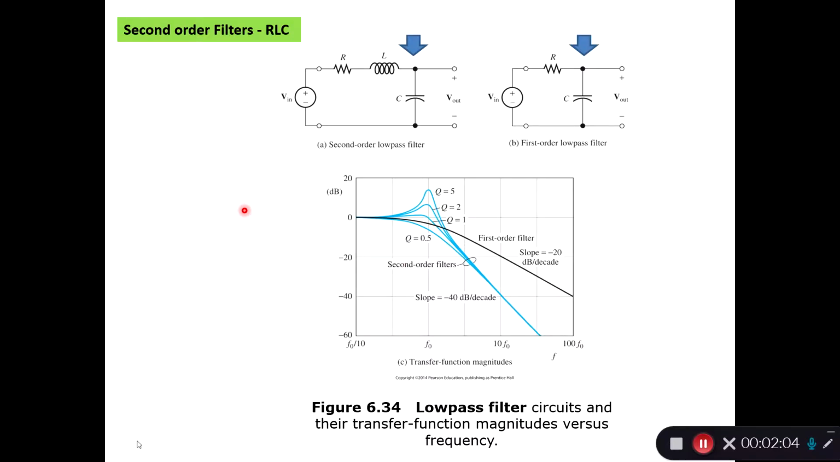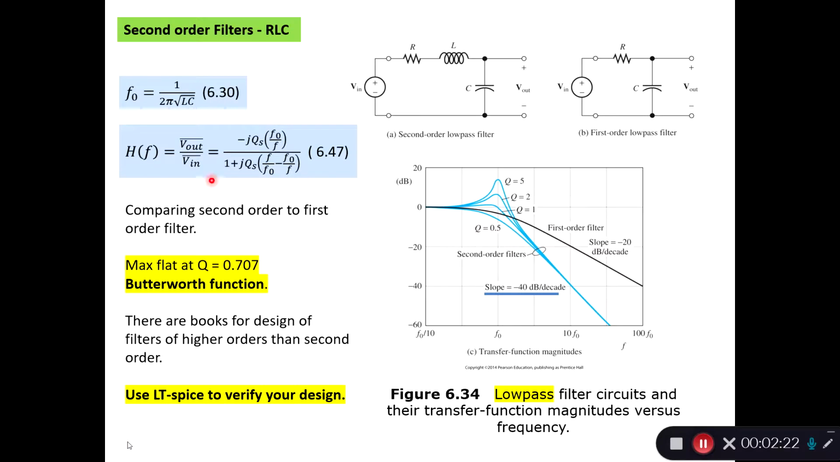So this is the benefit of using a higher order low pass filter compared to a first order low pass filter. We get more attenuation, but of course at the cost of an extra component. The equations we use for the low pass filter of second order are of course the resonance frequency and the transfer function.